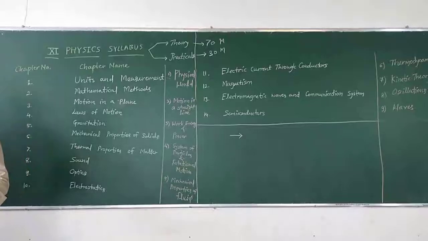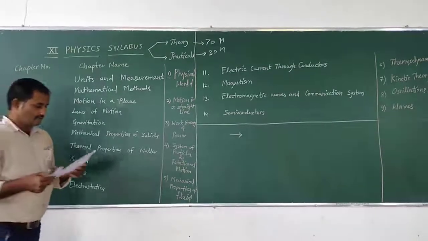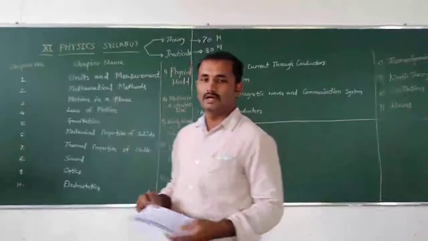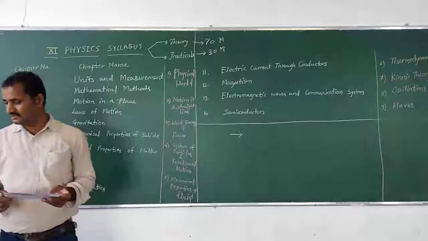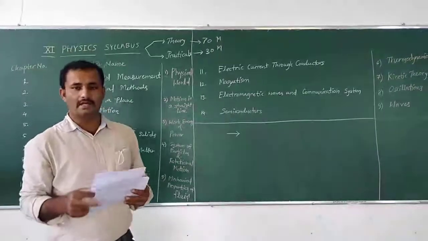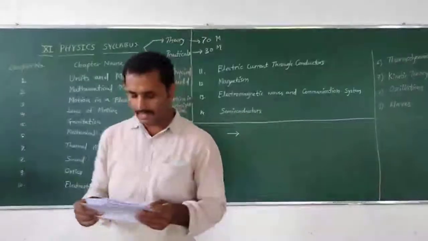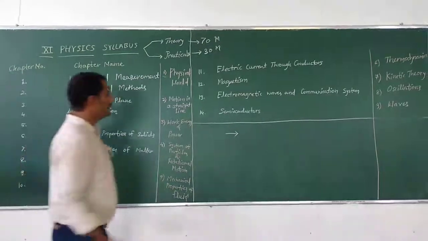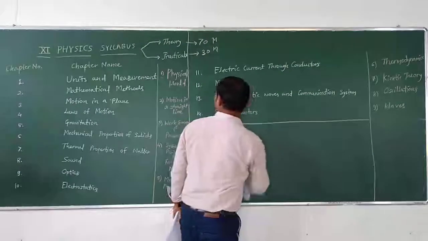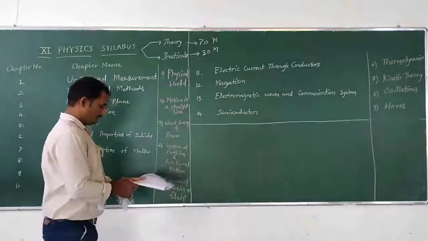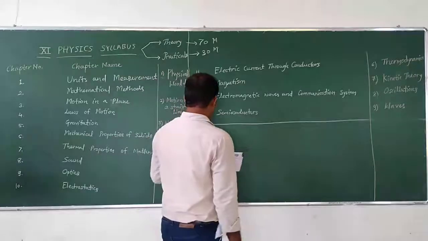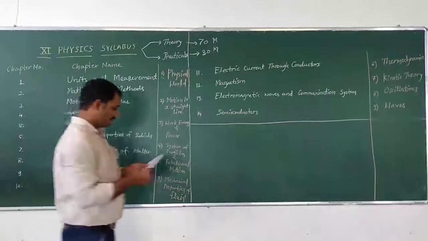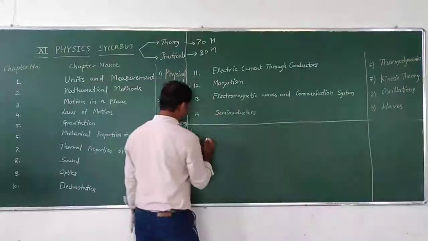Now we will see how the question paper is divided, that is, how the theory question paper is divided. This is very important for 11th, and for JEE and NEET we are going to see all the chapters in detail. The theory paper is of 70 marks. This is divided in 4 sections.